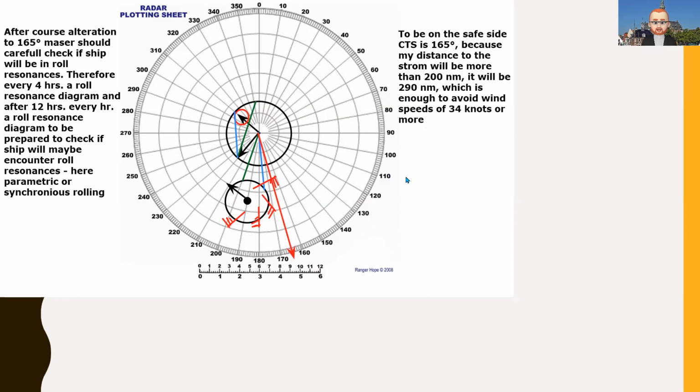But after the course alteration to 165, the master should carefully check if the ship will be in roll resonances. Therefore, it is actually recommended every 4 hours to prepare a roll resonance diagram. And after 12 hours of navigation, a roll resonance diagram should be prepared every hour to check if the ship will encounter roll resonances. That means parametric or synchronic rolling.